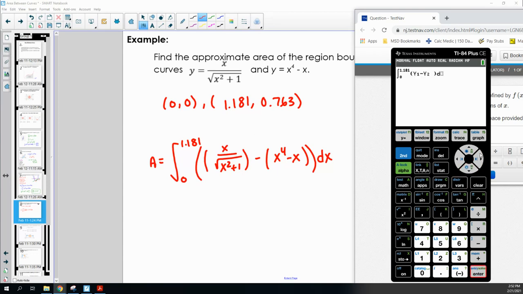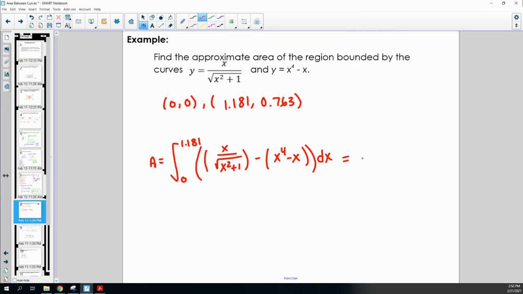So y1 minus y2. If you don't want to do that and you want to type in the functions again, by all means, go for it. But I don't think you'll want to, because of time especially. So then we're going to hit enter, and it tells us the area is 0.785. Let me just go back to here and I will write that in. So 0.785.